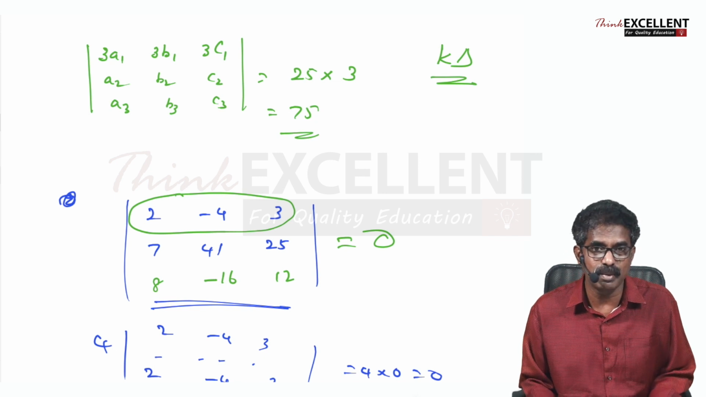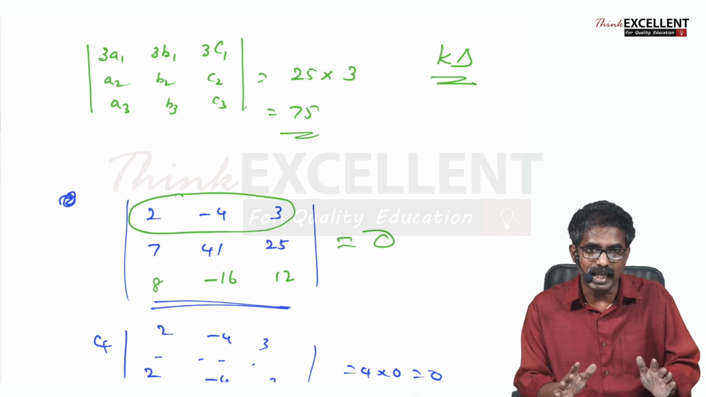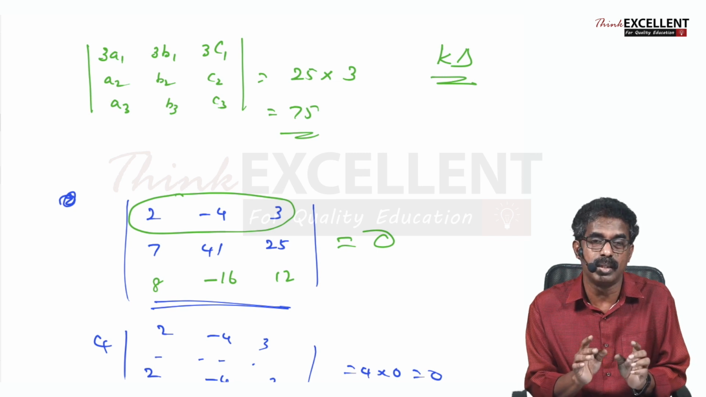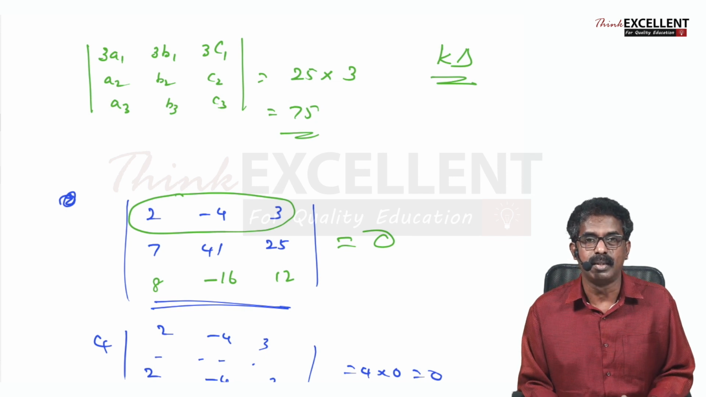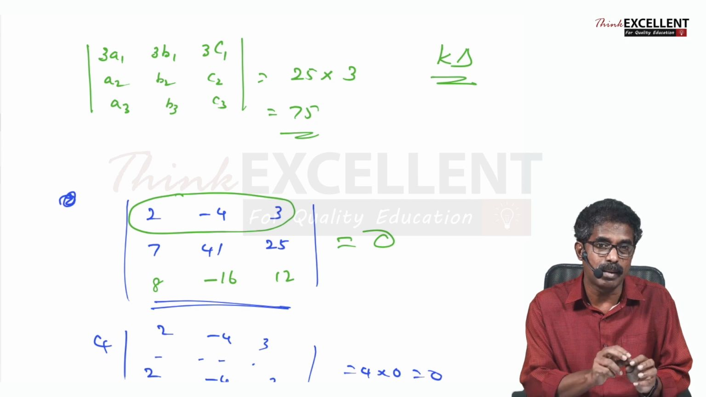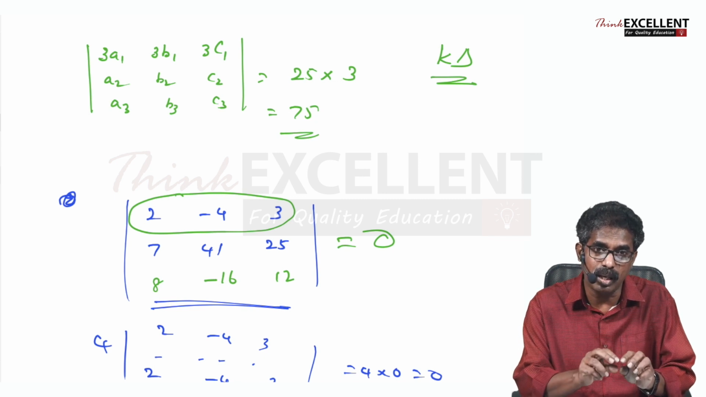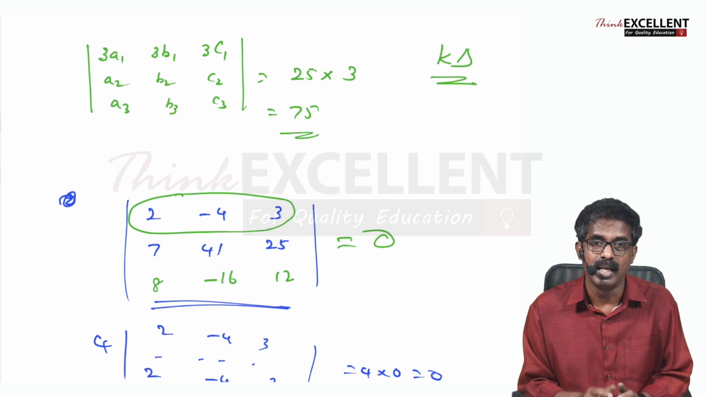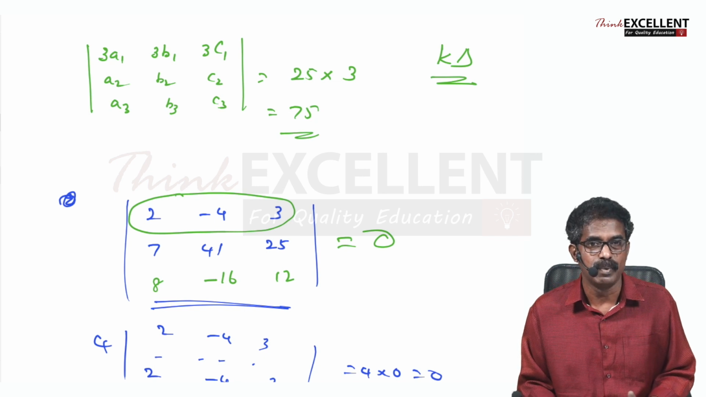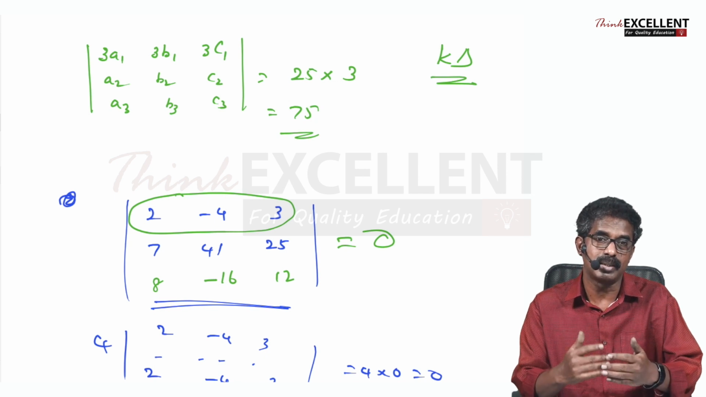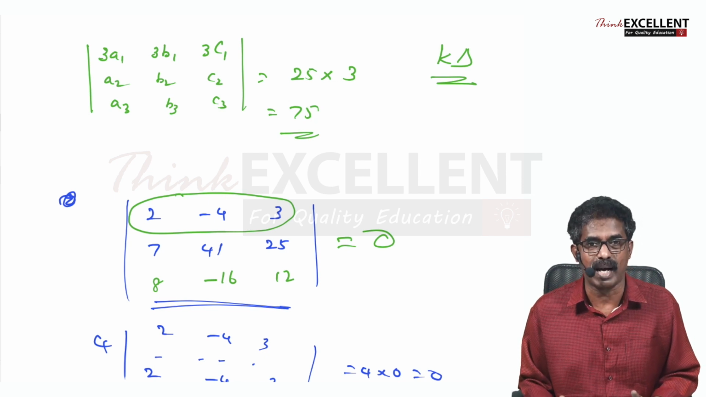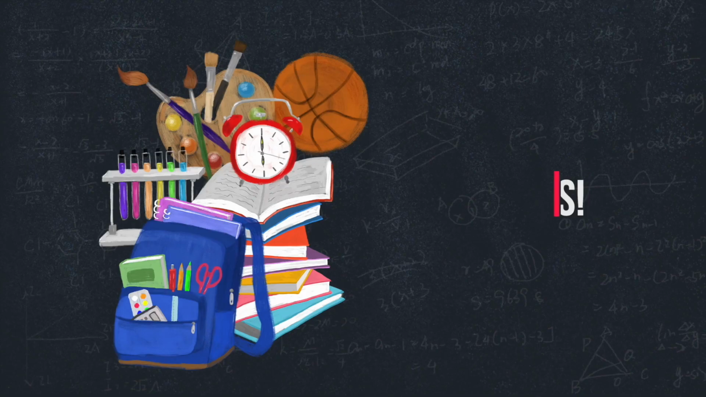Then in two cases, the value becomes 0. If two rows are identical, the value becomes 0. In the case of two rows are proportional, again the value becomes 0. Identical means exactly same. Proportional means some multiple, right? Then if you multiply all the elements of a row by a constant k, the answer also to be multiplied by k. Then two rows can be added, two rows can be subtracted, or multiply by some constant and add. There is no change in value. Okay, go through all these things. Based on that, we will do more sums the next class.